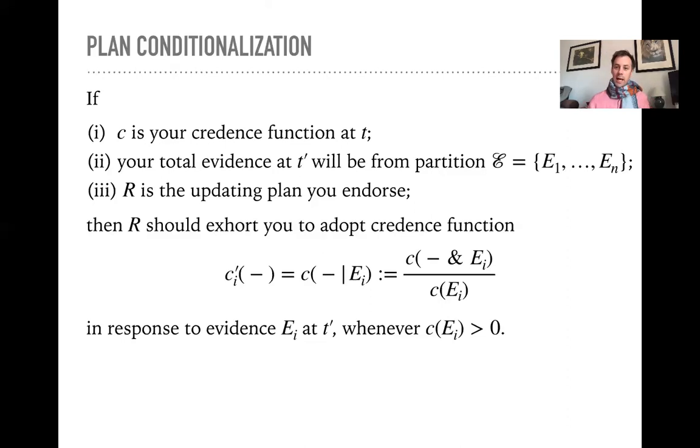What is an updating plan? Well, it's a plan that says, if E1 occurs, then I will do such and such. If E2 occurs, then I will do such and such. So if I gain evidence E1, then I'll do such and such. If I gain evidence E2, then I'll do such and such. So according to plan conditionalization, in that situation, R should exhort you to adopt a credence function which is basically the result of conditionalizing on the evidence that you receive.